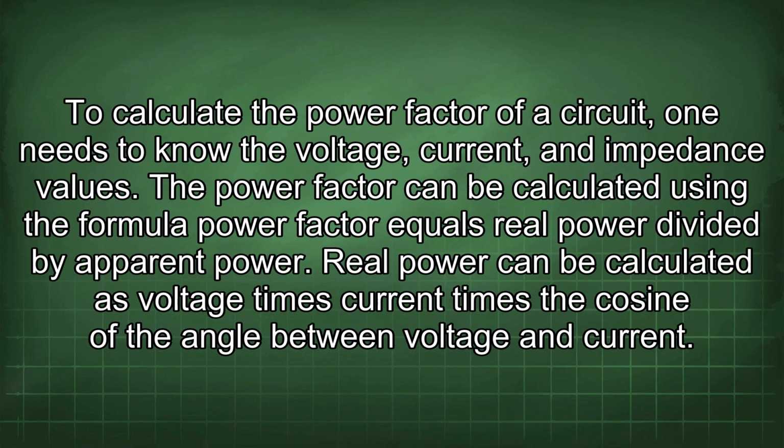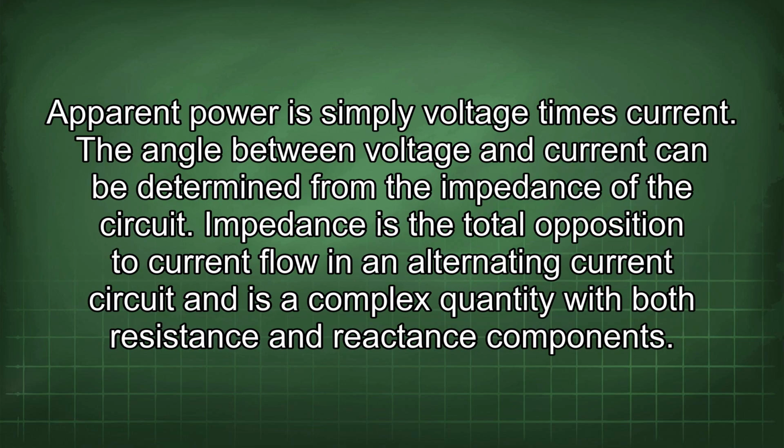To calculate the power factor of a circuit, one needs to know the voltage, current, and impedance values. The power factor can be calculated using the formula power factor equals real power divided by apparent power. Real power can be calculated as voltage times current times the cosine of the angle between voltage and current. Apparent power is simply voltage times current.